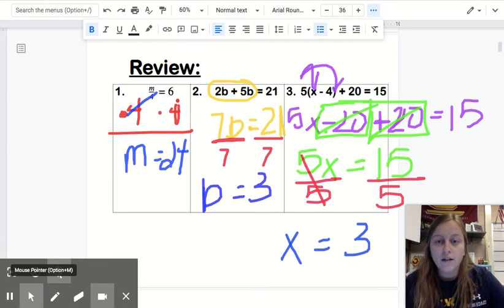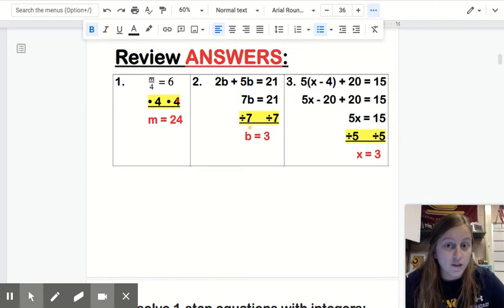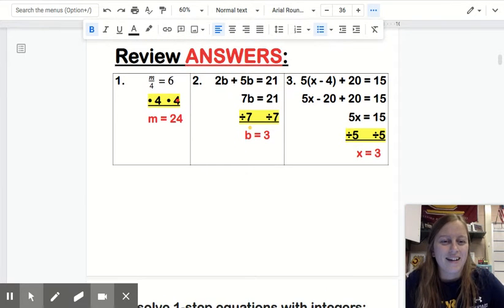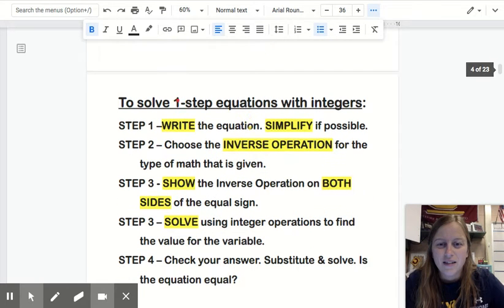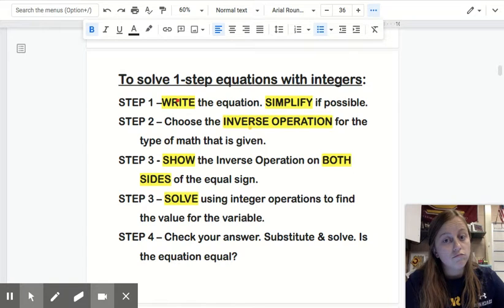We are going to move on to what we're working on today. Oh, there's those answers, right? I highlighted my inverses on both sides. But if you need to pause to look those over and fix your work, do that now. So to solve equations with integers, it's the exact same steps as what we did with positives. Write the equation, simplify if you can, choose the inverse, show the inverse, and solve. You can always check your answer at the end.